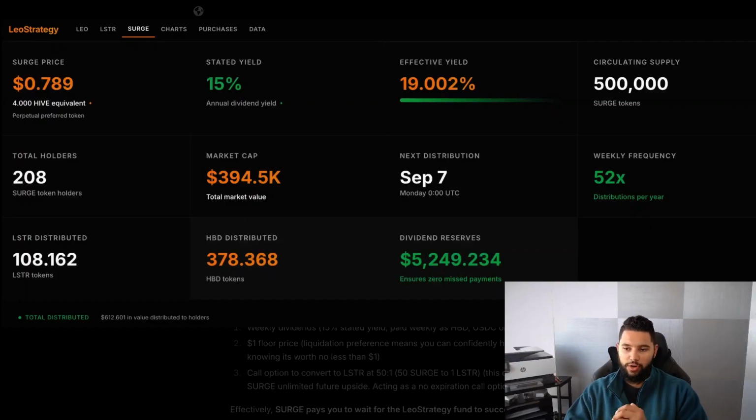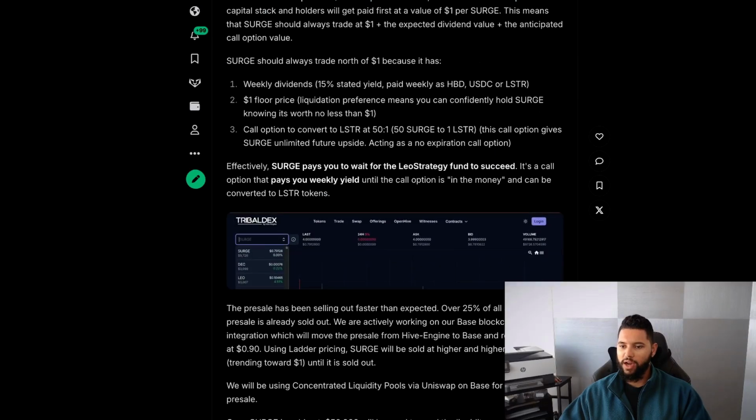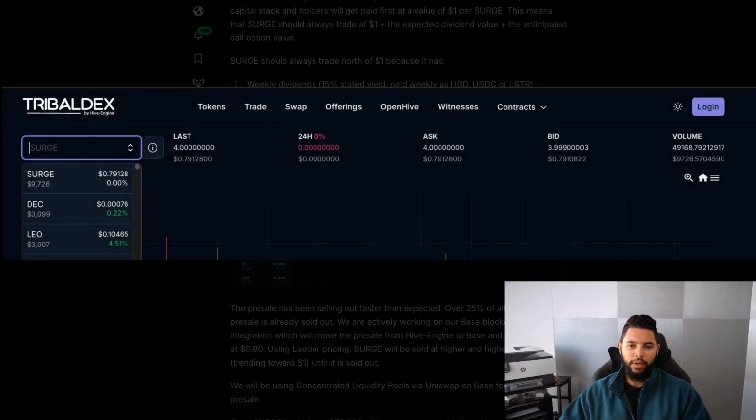And then the dividend reserves, that shows how much essentially HBD is sitting in the LeoStrategy account and for future payouts. So essentially they've said that they're going to keep some large amount of reserves so that payouts never get missed and people can rely on them and know that their payout's not going to get missed. So I think that's super smart. And I like the way, just overall, I think that was pretty much it. And then the last thing they've got here is the Surge presale. Surge is the most traded token on Hive Engine today by a factor of more than 3x over DEC, which are trading about neck and neck.